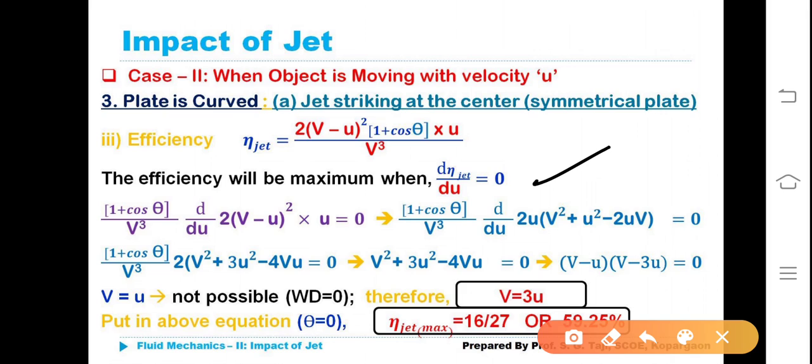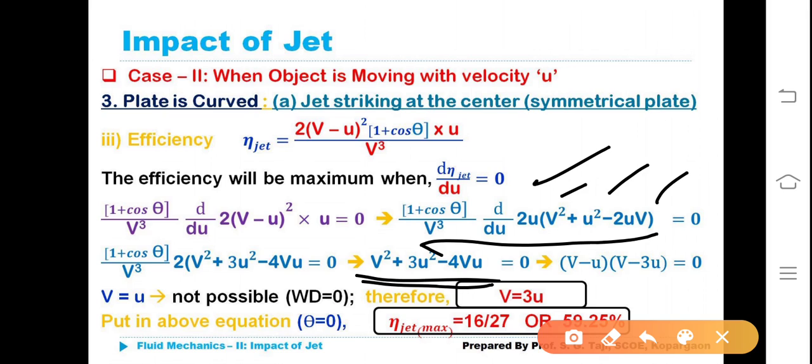Take out all the constants. Then if you simplify it, you will get (1 plus cos theta) divided by v cube multiplied by d by du of 2u multiplied by (v squared plus u squared minus 2uv) is equal to 0. If you simplify this, you will get v squared plus 3u squared minus 4vu, that is equal to 0. This can be rewritten in this form.